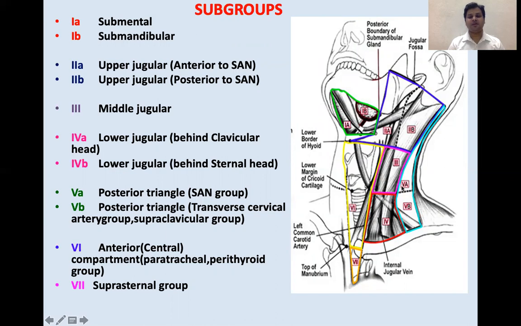Then the middle jugular lymph node. Then the lower jugular lymph node. Lower jugular is again divided into 4A and 4B. 4A is behind the clavicular head, and 4B is in the anterior, behind the sternal head. 5A is the posterior triangle lymph node. 5B is the posterior triangle lymph node. Level 6 is the lymph node in the anterior triangle, and level 7 is the suprasternal lymph node.